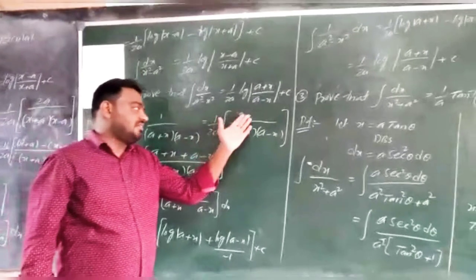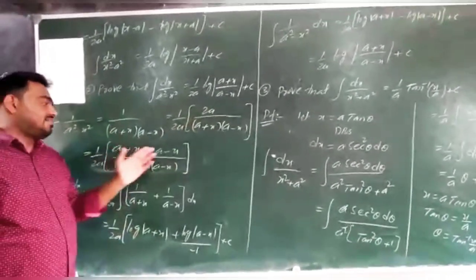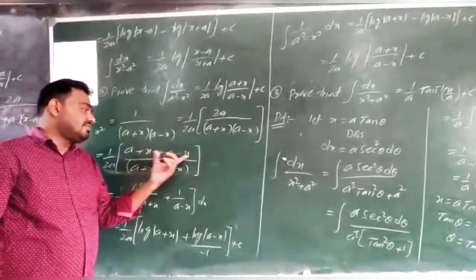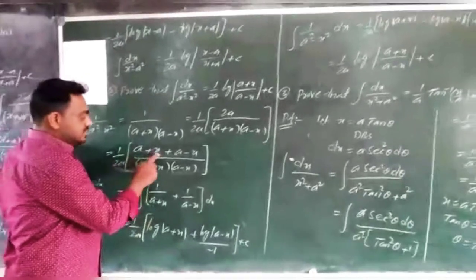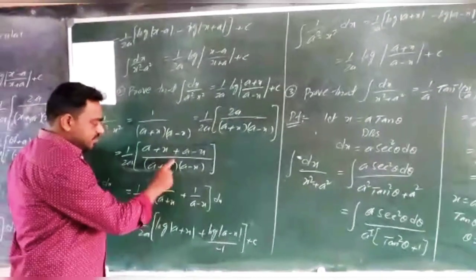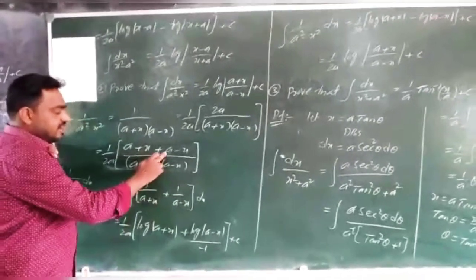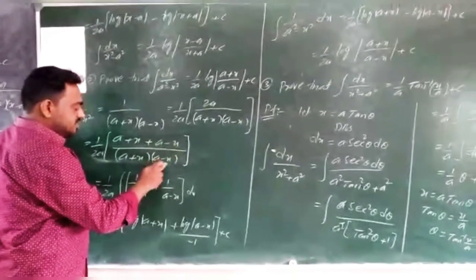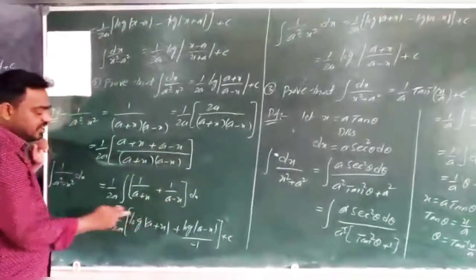Here also same method. So I am multiplying and dividing with 2a. The next one, here adding and subtracting with x. Adding and subtracting with x. So next we divide with each term. Here x plus a gets cancelled, remaining 1 by x minus 1 by a minus x term. A minus x by a minus x get cancelled, remaining 1 by a plus x. So we got this one.